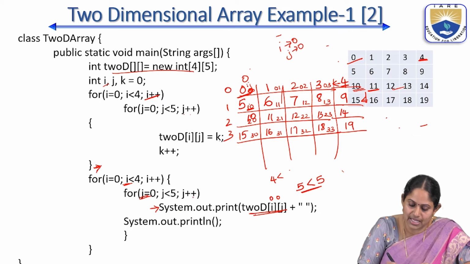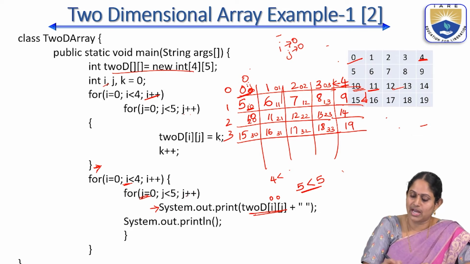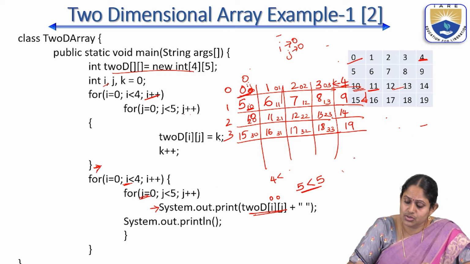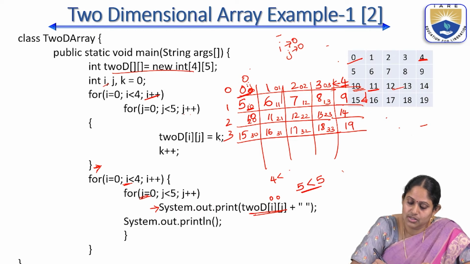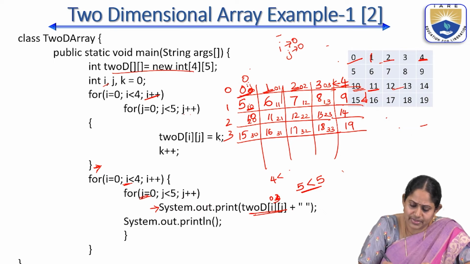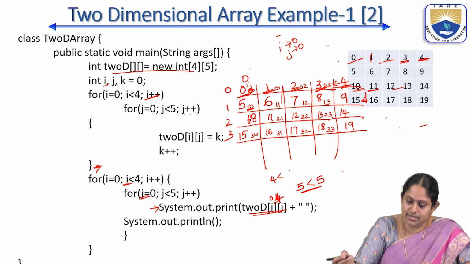So the j loop will be incremented. The j value will be incremented to 1. So next will be 0, 1. So 0, 1 means it is this element that will be printed. Then again it encounters the closure, again j++, 0, 2. This element will be taken and printed. Then 0, 3. 3 is taken and printed. Then 0, 4. 4 is taken and printed.